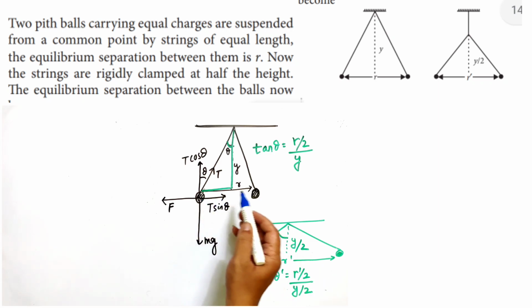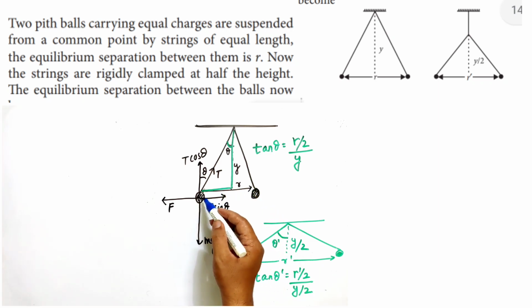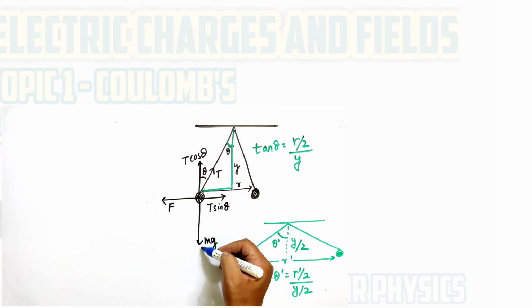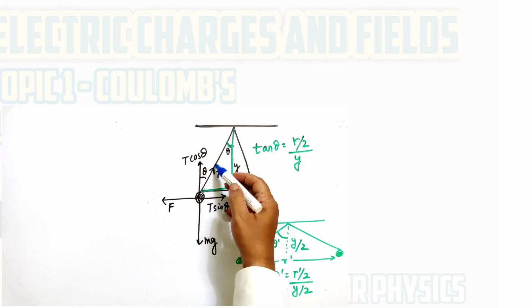So you can see the pith balls and they have a mass m, so they experience a weight of mg in the downward direction, and tension.